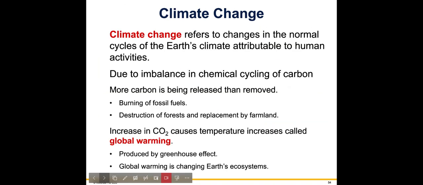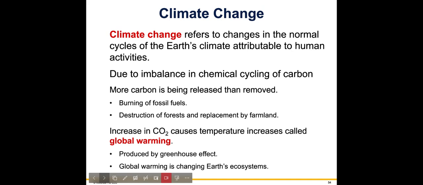So, one major thing that is facing science today is climate change. That refers to the change of the normal cycles of Earth's climates because of human activities. And it's caused by an imbalance of carbon cycling. What we see is there is natural fluctuation to that level of carbon, but since the Industrial Revolution, that level has gone higher than we have on any recorded record, even dating back thousands of years in ice core records. And we think that this is because of the burning of fossil fuels, along with destroying forests to replace it with farmland so that we can feed our growing human population.